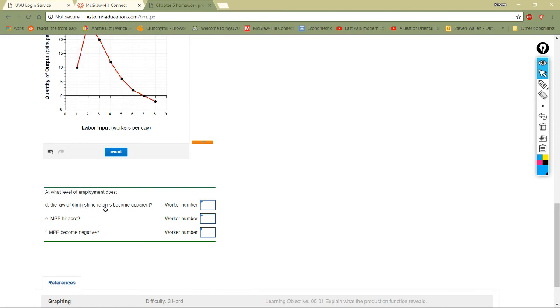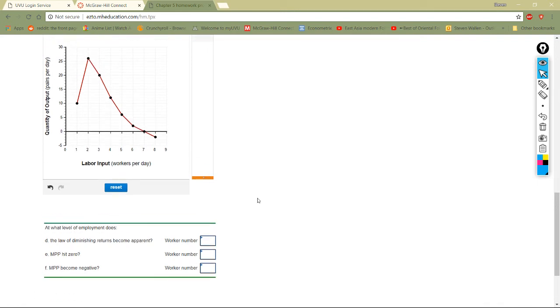Alright, the law of diminishing returns becomes apparent. At worker number what? What worker are we no longer getting returns? Diminishing returns and less per worker. Well, right here, and then boom, number 3, we're getting less. It actually goes down. So we're getting diminishing returns per worker.